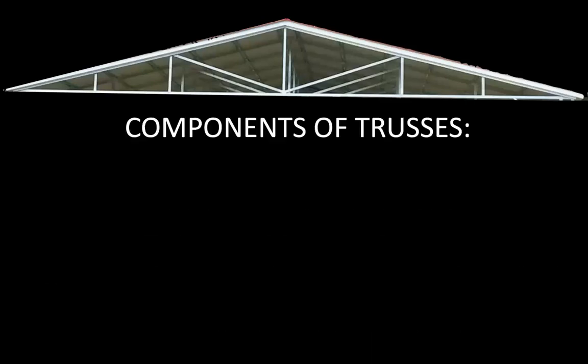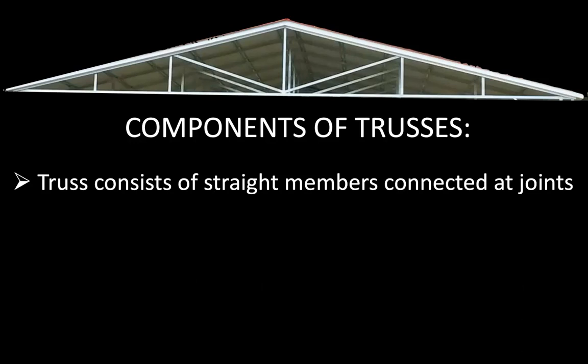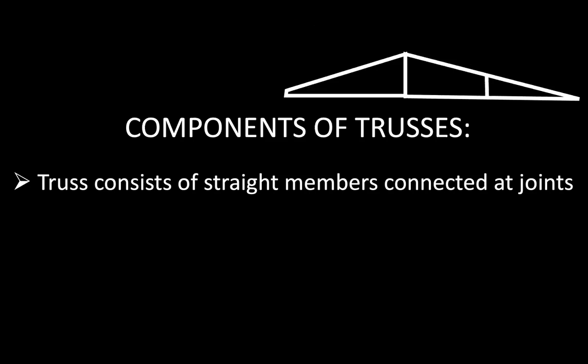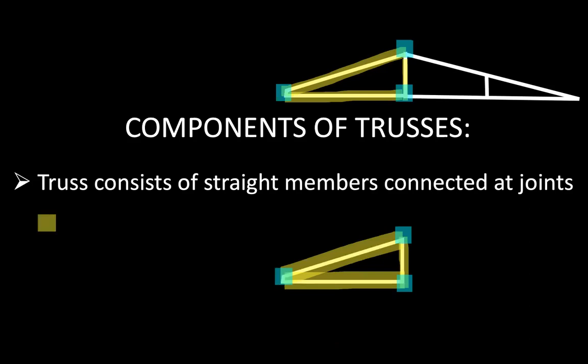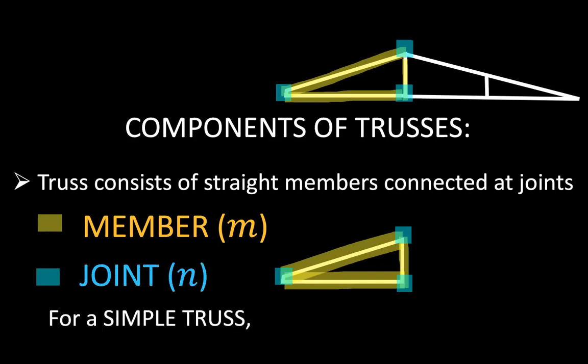The components of trusses: trusses consist of straight members connected at joints. If we focus on only this portion of this roof, we can see that there are 3 members in yellow and 3 joints in blue. The same triangle is below. The yellow ones we will call members, and the blue ones we will call joints. Now there is a simple formula for finding the number of members for a simple truss. For a simple truss, the number of members is equal to 2 times the number of joints minus 3. As we can see here, it works out perfectly. We have 3 members, and that is equal to 2 times 3 joints minus 3.